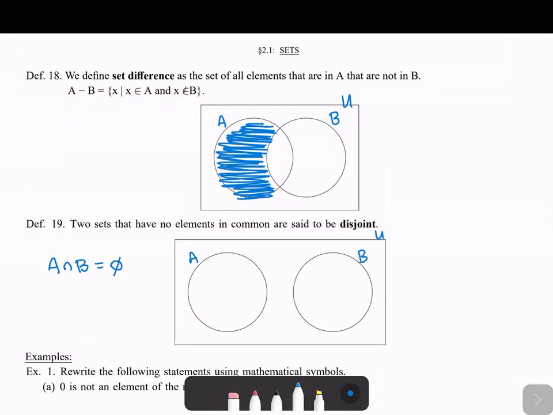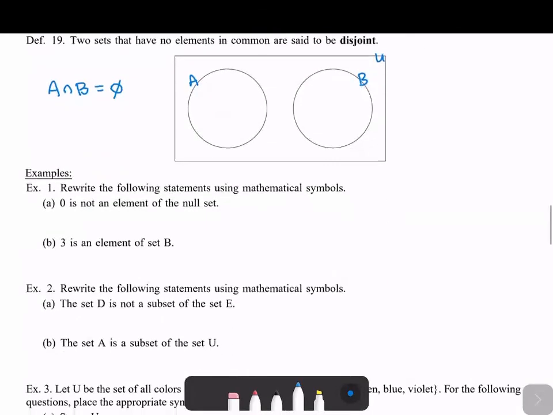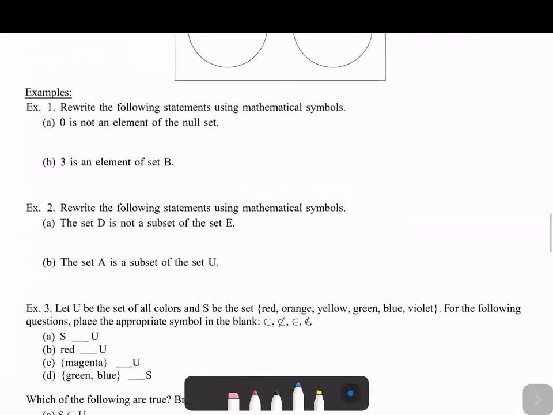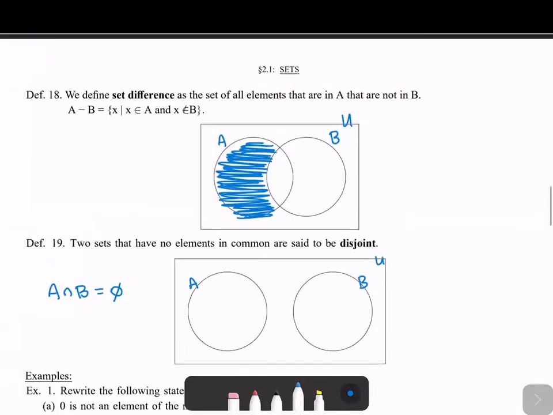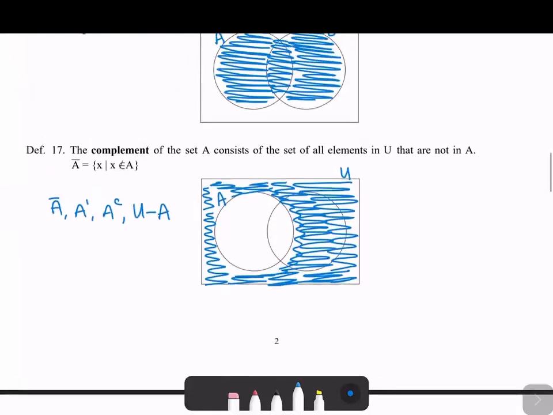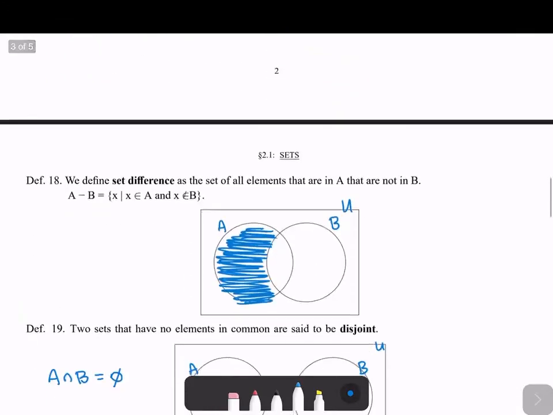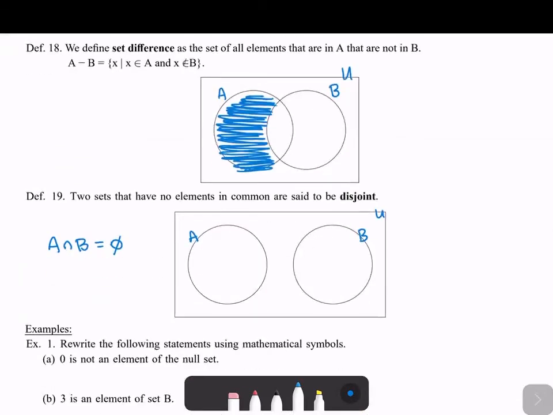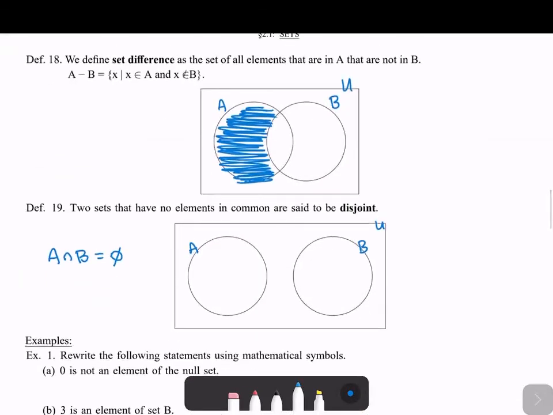Okay, so those were the operations. I'm just going to stop there with the different set operations. Hopefully these all make sense to you. We'll pick up next time with these examples, but that is all for this video.